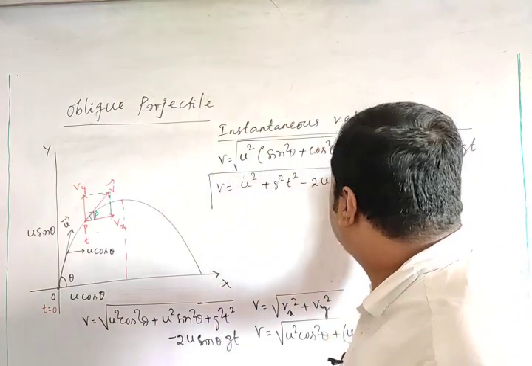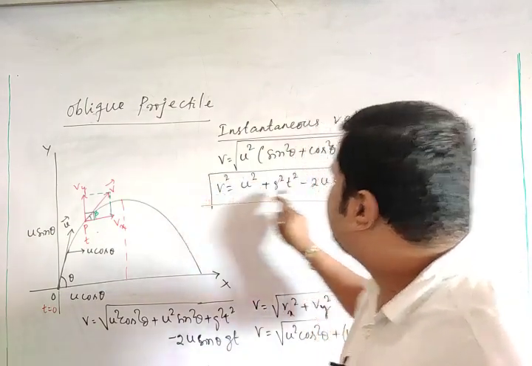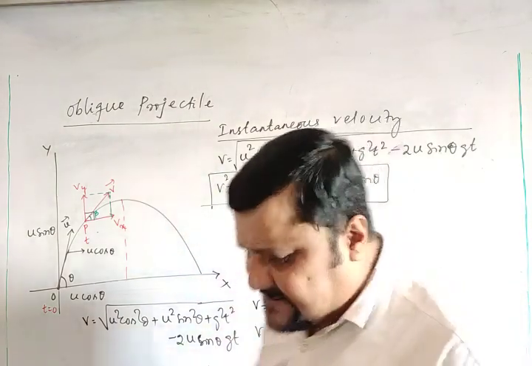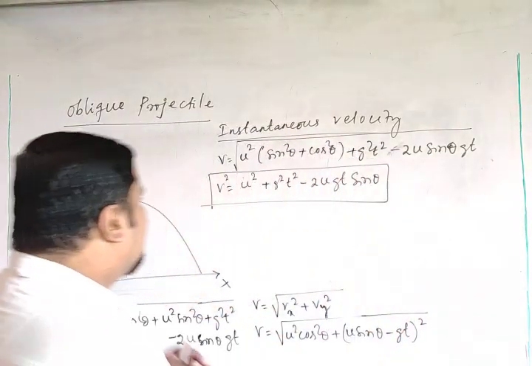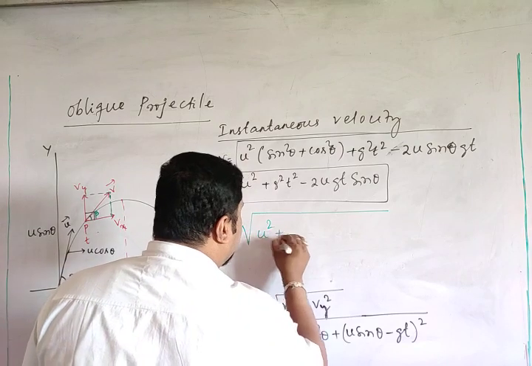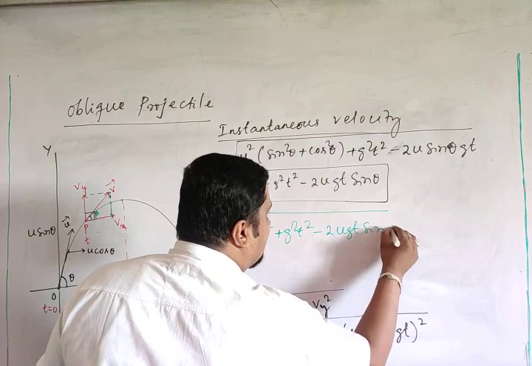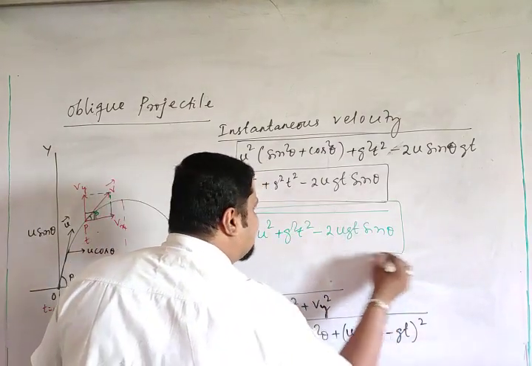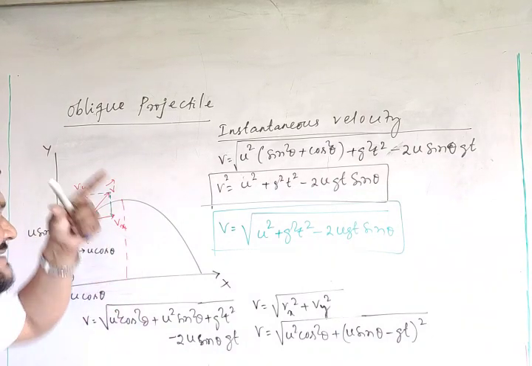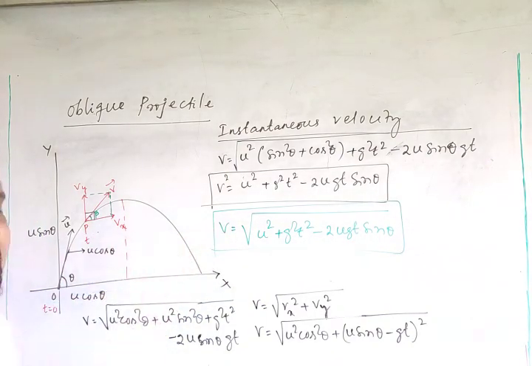This is the expression for instantaneous velocity, or you can write this as v square is equal to this much. Or v is equal to the square root of u square plus g square t square minus 2u gt sin theta. This is the magnitude of this velocity at the point P. Similarly, for any instant, that is for different t, we can find the instantaneous velocity, that is the magnitude.